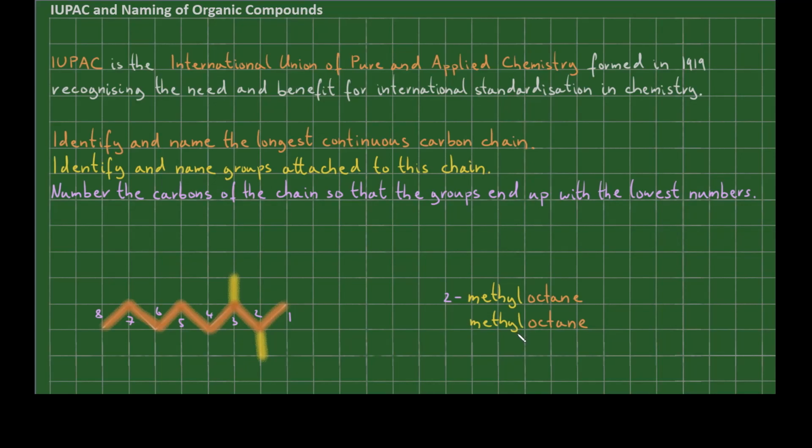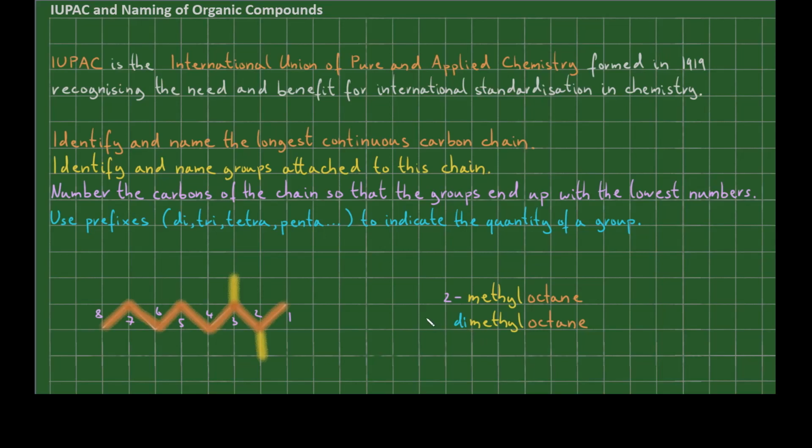Considering that I have more than one methyl group, I need to indicate that as well, and this is where rule number 4 comes in. It tells us to use prefixes such as di, tri, tetra and penta to indicate the quantity of a group present. Considering that I have 2 methyl groups, I'm going to use the prefix di. So now I have dimethyl octane. I still need to honor rule number 3 though. I need to indicate where the methyl groups are located.